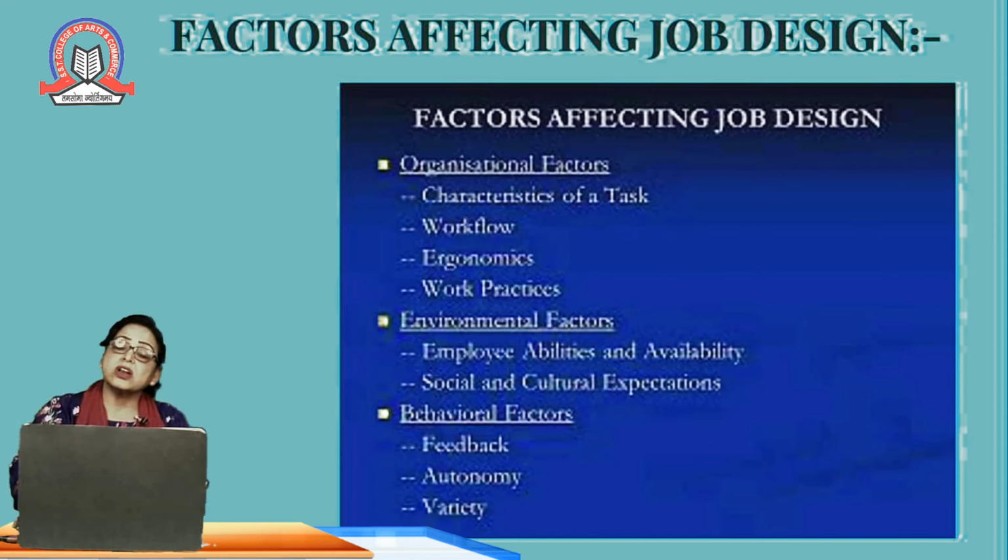First factor is organizational factor. That is, what is the task of the organization, what is the workflow, what is the ergonomics. Ergonomics here refers to the man-machine relationship. Say for example, we are sitting on a chair and writing on a table that has been made as per our height. So it becomes easier for us to write. So chair and table are the best method to write. That is an example of ergonomics.